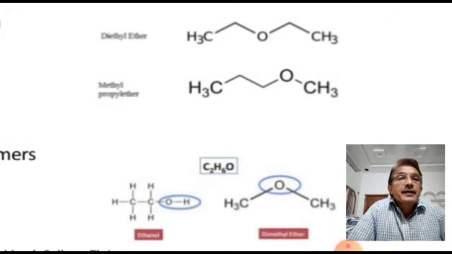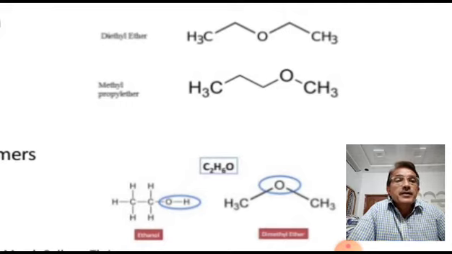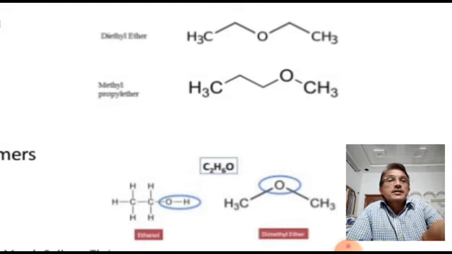In diethyl ether, ethereal oxygen is bonded with two ethyl groups, whereas in methyl propyl ether, ethereal oxygen is bonded with a methyl and a propyl group. So the compounds which differ in the nature of alkyl groups bonded with oxygen are called metamers, and the phenomenon is called metamerism. So ethers exhibit metamerism.